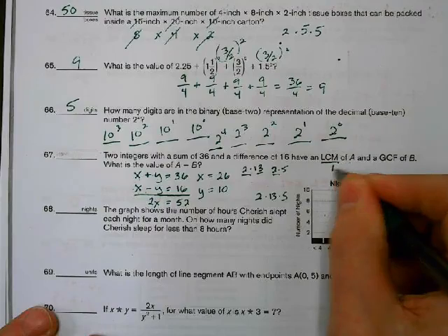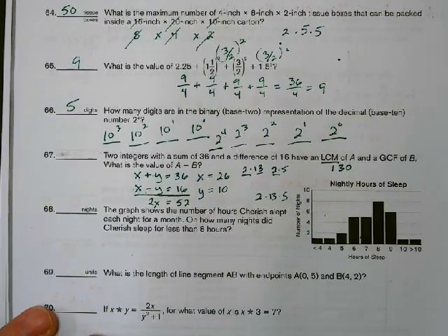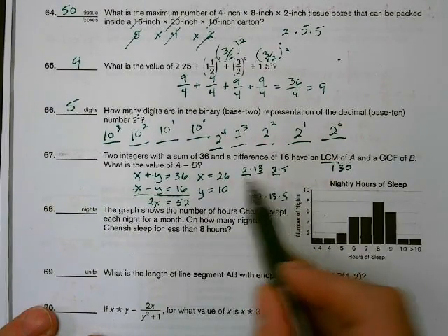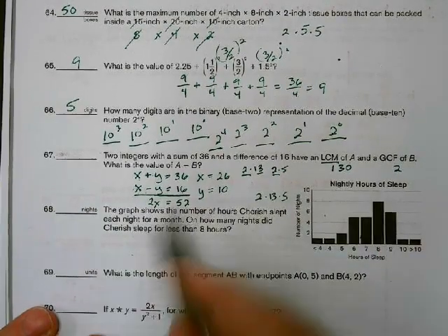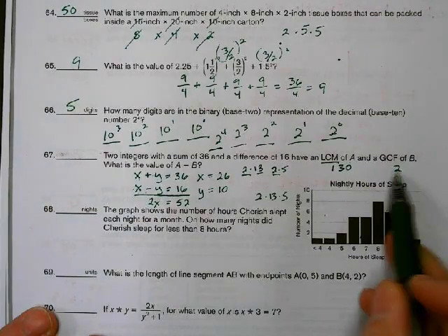All right, the GCF. What's the biggest number that goes into both of these? Well, over here, the GCF is the common factor of 2. So 2 goes into both of these. So A is 130. The GCF is 2. That's B. So 130 minus 2, 128 is our answer.